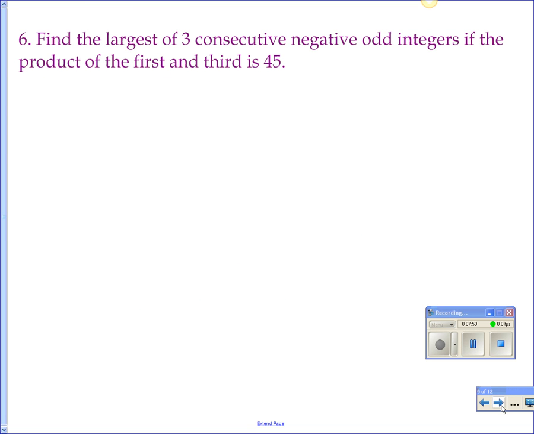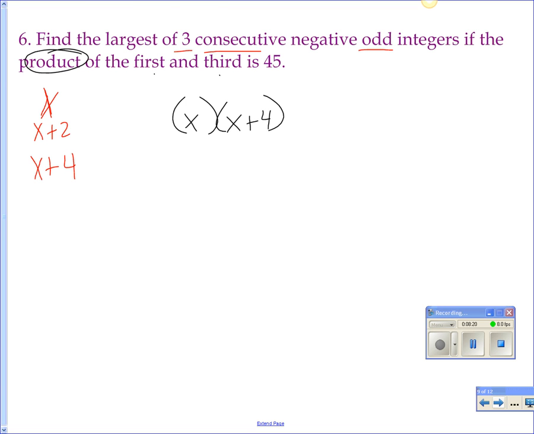All right, number 6. Find the largest of 3 consecutive negative odd integers if the product of the first and third is 45. Okay, this time we have 3 consecutive odd. So that's x, x plus 2, and x plus 4 because we have 3 of them. All right, product means I'm multiplying. Well, I'm multiplying the first and third. The first one is x, and the third one is x plus 4, equals 45. Okay, sounds a little different, so go back and re-listen to that if you need to. So you get x squared plus 4x equals 45.